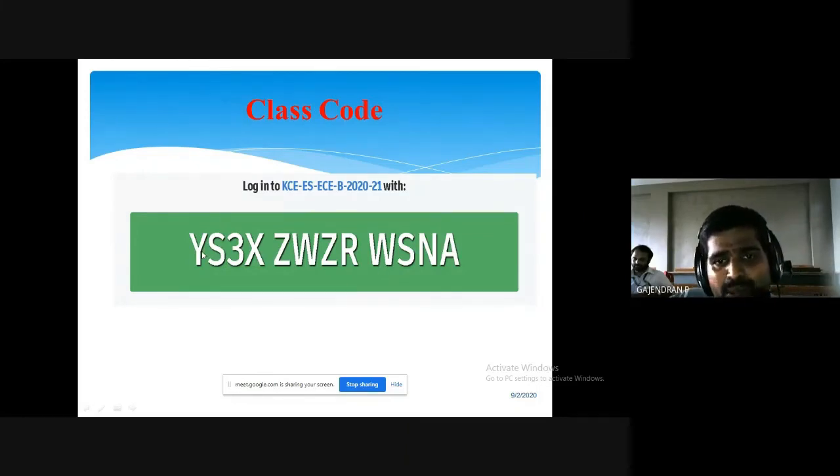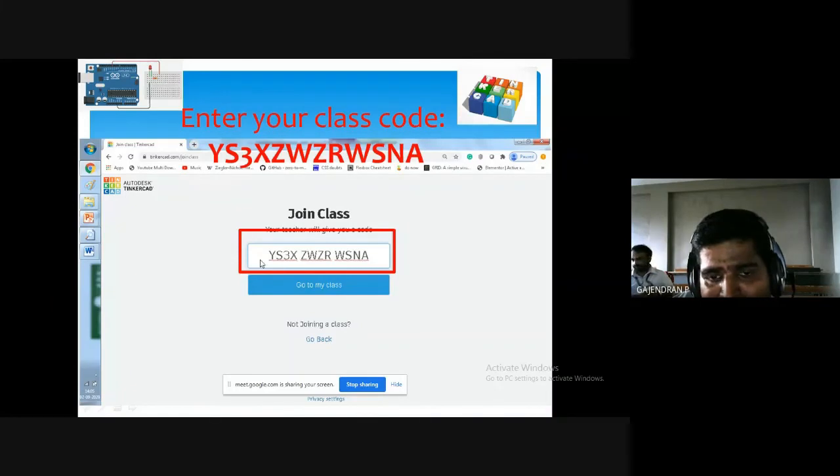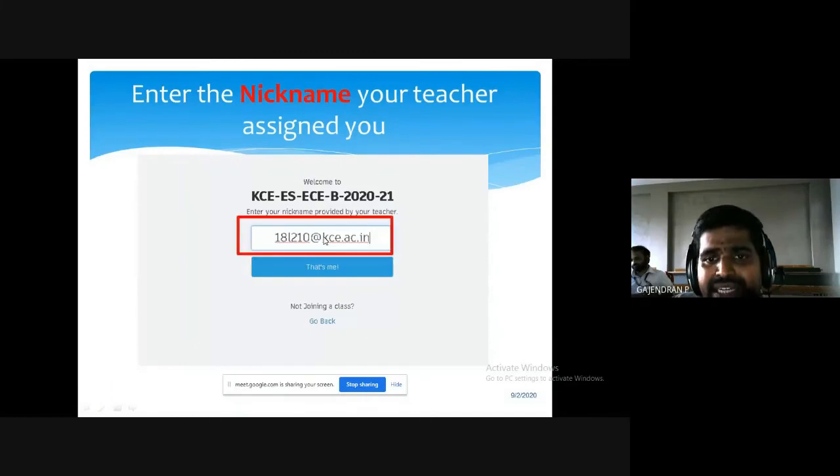ECEB section students, if you take this class code and type it here, you can go to the next icon. You need to click here, type your class code, then click go to my class. If you click go to my class, it will ask for a nickname.